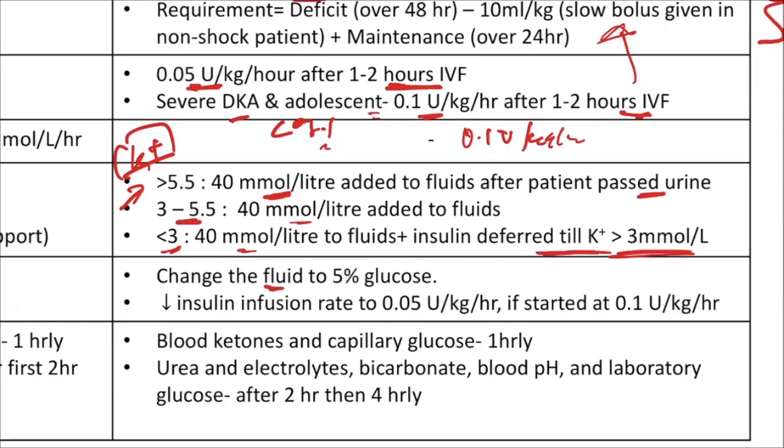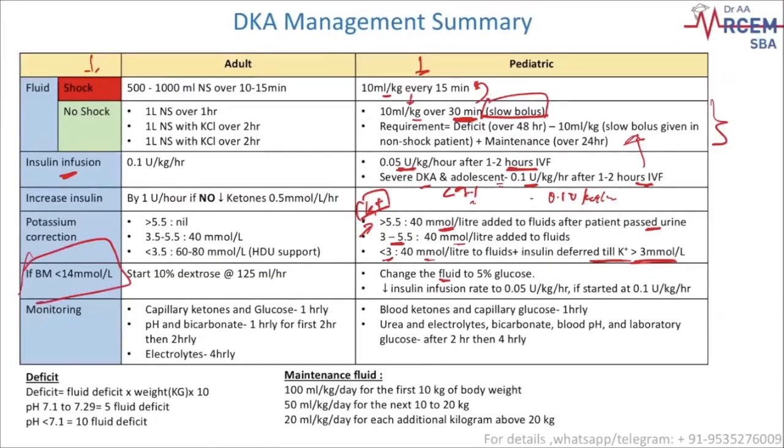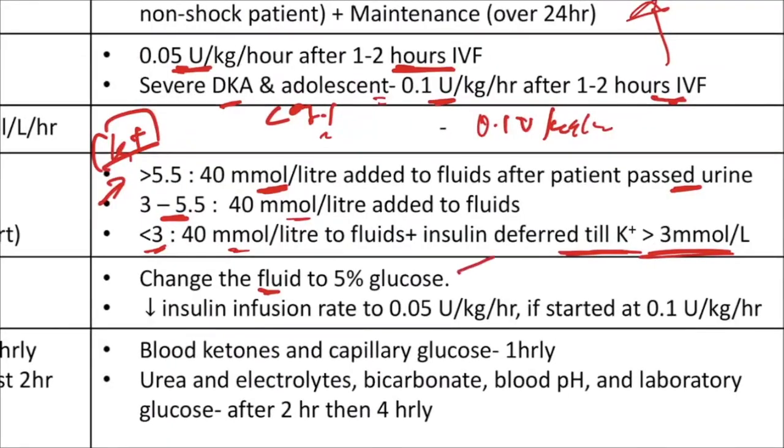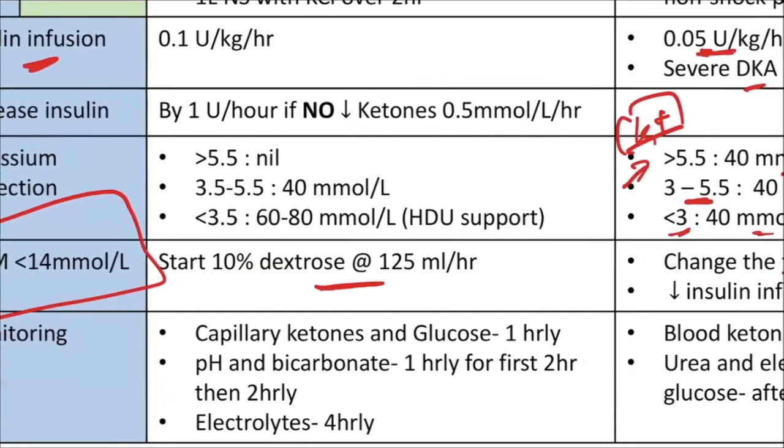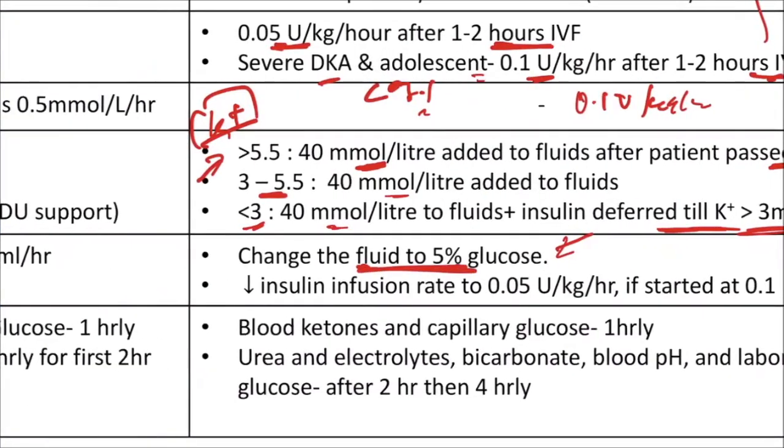What if the glucose level falls below 14 millimoles per liter? At that point, change the fluid to 5% glucose. The entire fluid is being changed; you're not starting another infusion. In adults, we usually start another infusion. Here, we do not start another infusion. The entire normal saline is changed to 5% glucose.